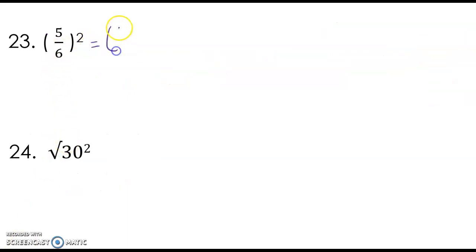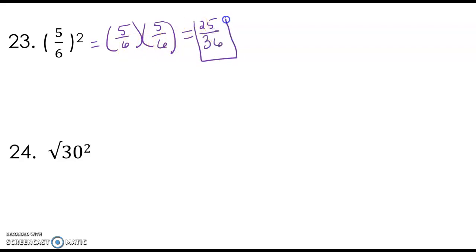Here, let's go ahead and write this out so we know what this looks like. So 5 times 5 is 25, 6 times 6 is 36, and that's as far as that's going to go. We can't reduce that. Here we have the square root of 30 squared. Remember that if we have 2 in the house, we can take 1 out.